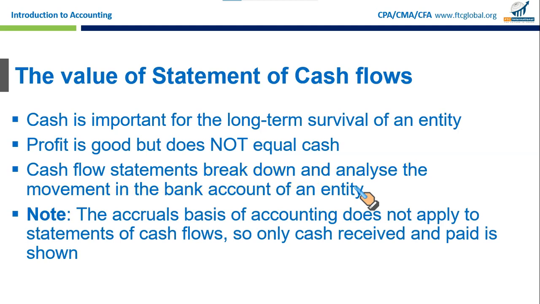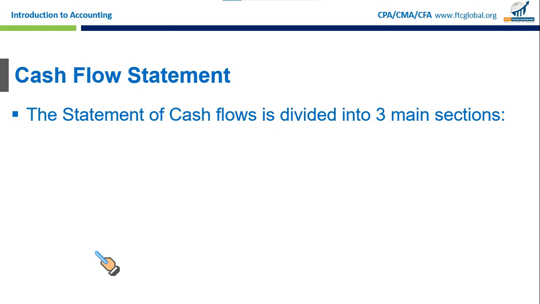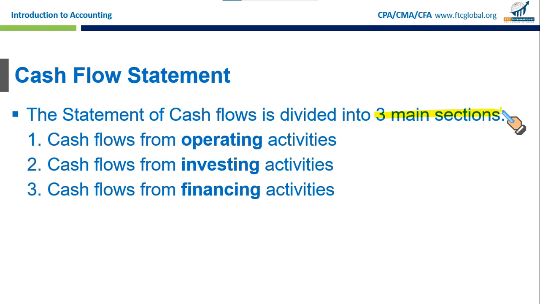Then it says, the accrual basis of accounting does not apply to statement of cash flows, so only cash received and paid is shown. That makes perfect sense. Because unlike other financial statements that follow accrual accounting principle, like your balance sheet, income statement, cash flow statements solely reflect cash transactions. So this provides clarity on actual cash movements in these three categories: operating, financing and investing. So not just earnings or obligation. The cash flow statement is divided in three main sections, which we discussed previously in our lecture: operating, investing and financing.